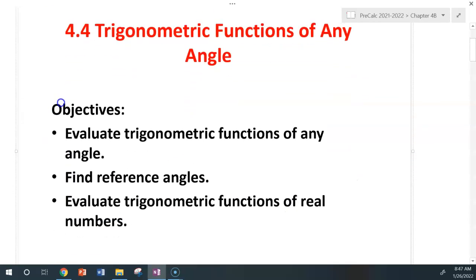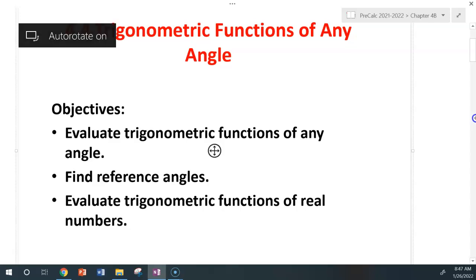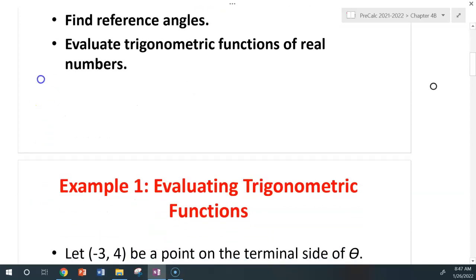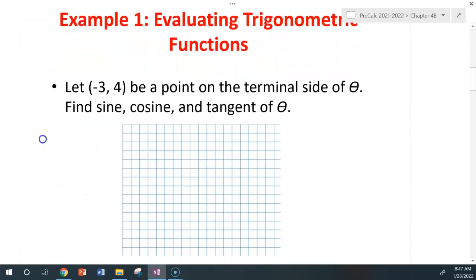Hello everybody, this is Mrs. Snook with section 4.4, and what we're going to do today is evaluate trigonometric functions of any angle. We're going to find reference angles, and we're going to evaluate the trig functions of real numbers. So let's go ahead and get started.